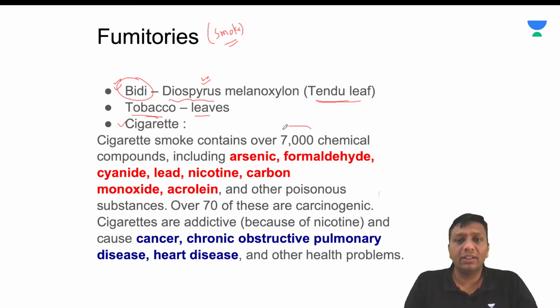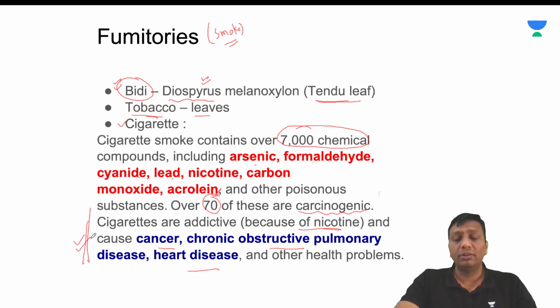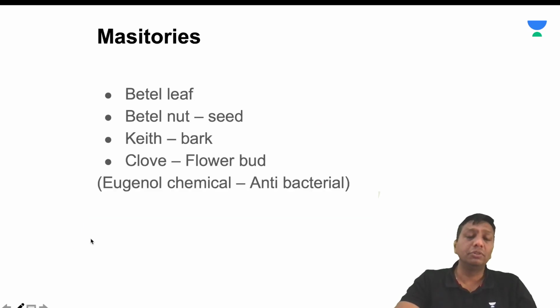Cigarettes have around 7,000 chemical compounds, including arsenic, formaldehyde, cyanides, lead, nicotine, carbon monoxide, acrolein. These types of poisonous substances are there, and 70 of them are carcinogenic. They are responsible for causing cancer. Cigarettes are addictive because of nicotine, and they cause cancer, chronic obstructive pulmonary disease, heart diseases, asthma. These problems are very common due to Fumitories. So beware of the Fumitories, guys.